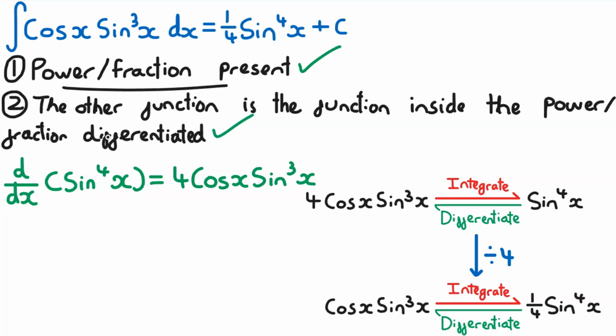So firstly, see if these two clues here are present, and then if it's a power, so we have this sin to the power of 3x here, increase the power by 1 to sin to the power of 4x, differentiate this to make sure that this form here is the same as this form, and if it's the case, then this here is the answer, but you also need to divide by this coefficient here.